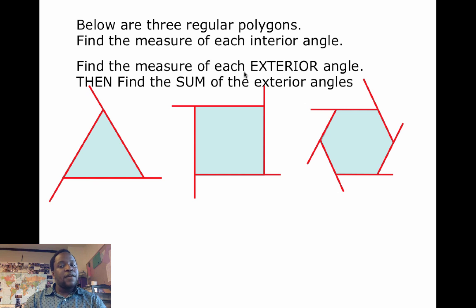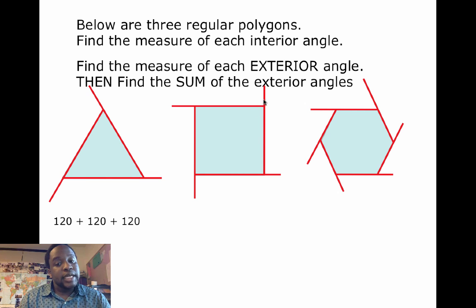Now, find the measure of each exterior angle, then find the sum of the exterior angles. So now, using the numbers that you did to find the angles, the exterior angle is always a linear pair to the interior angle. So if this is 60 degrees, the exterior angle would be 120 degrees. So for the triangle, the sum of the exterior angles would be 120 plus 120 plus 120. Now do the same for the square and the regular hexagon.